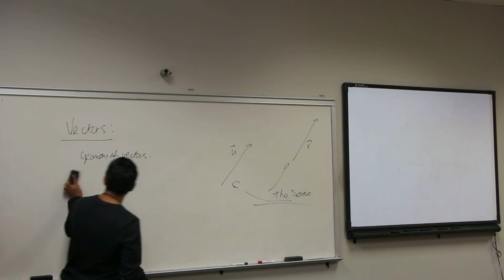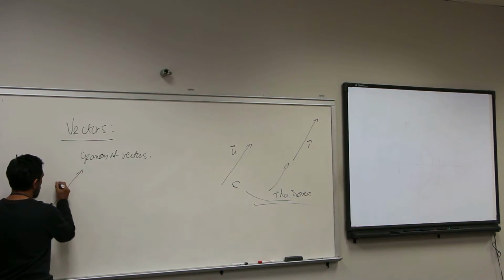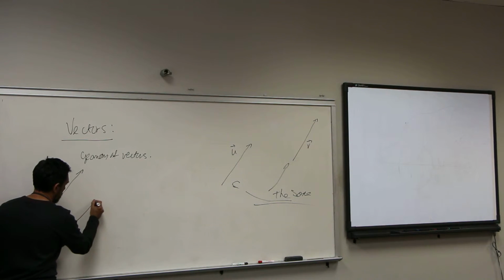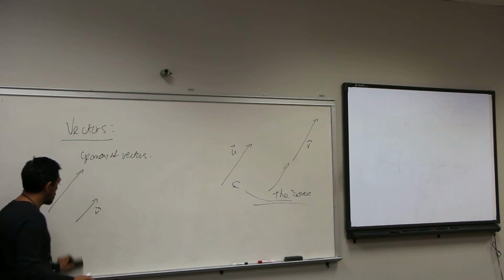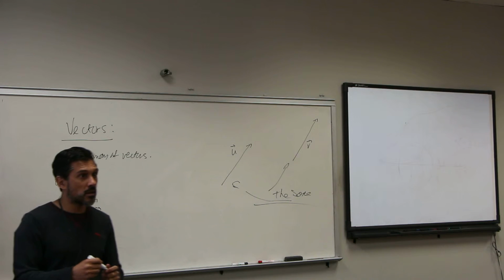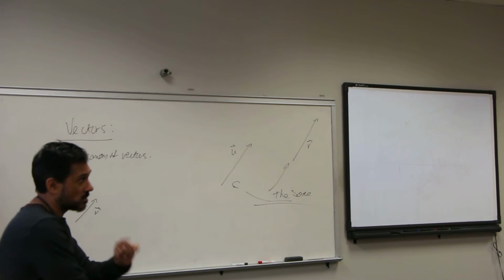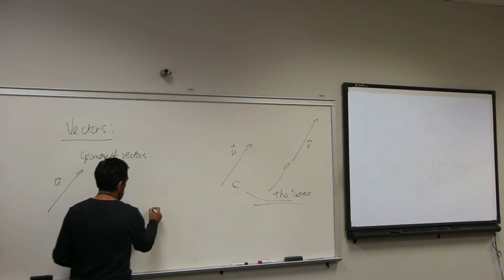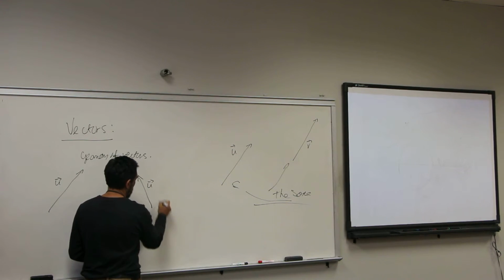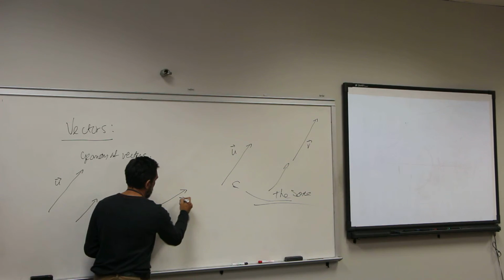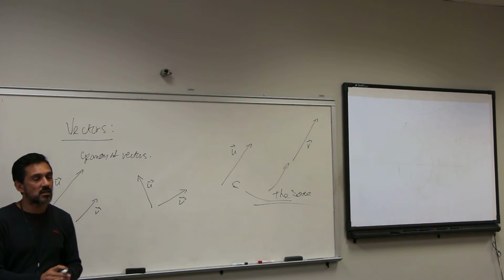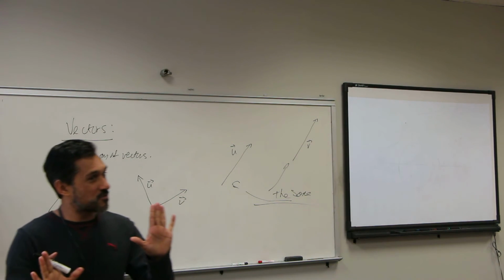Anyway, so here are two vectors, u and v. What can we say about u and v? They have the same direction, but v has greater magnitude. And here's another vector u, and here's another vector v. What can we say about these two vectors? They have the same magnitude.